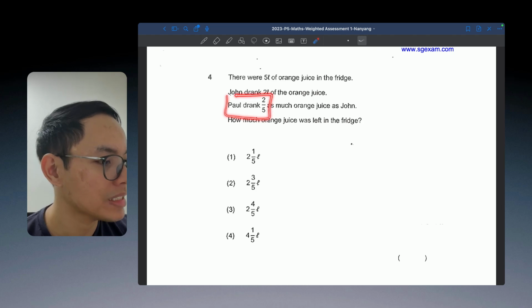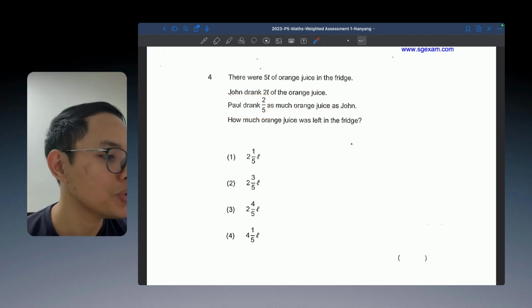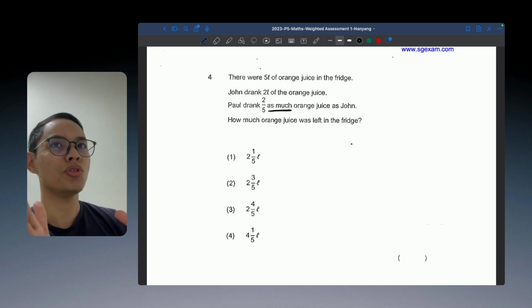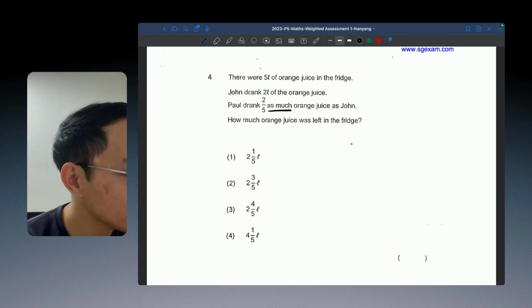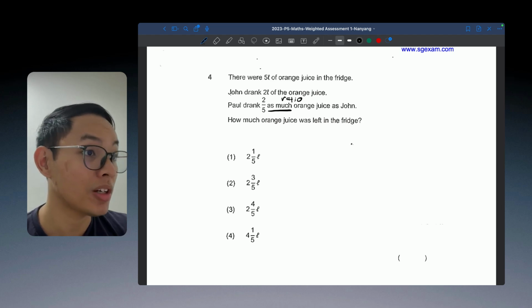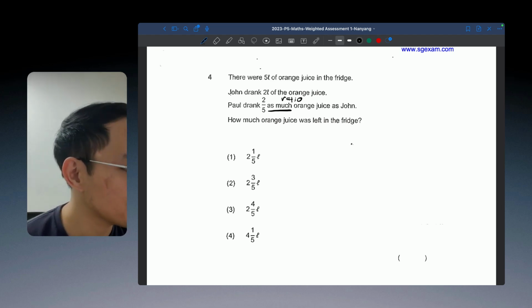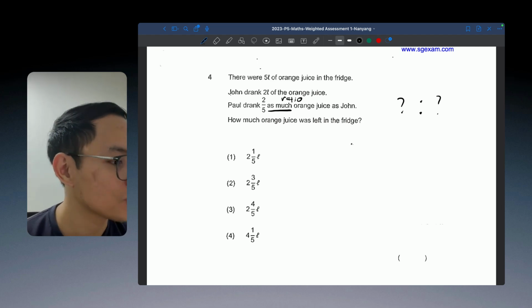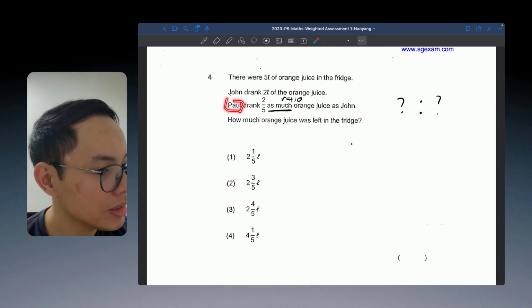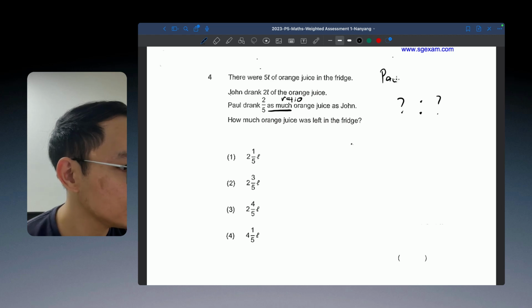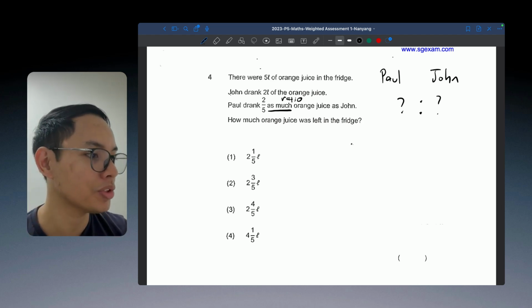But I think this is where it gets a bit tricky. Paul drank 2/5 as much orange juice as John. You see this phrase, as much, right? In a way, you should have a sense that this is a ratio. So 2/5 as much orange juice as John. You know ratio, right? A ratio is a number colon number. Now we have Paul and we have John. So let's write this down. We can put Paul here, and John over here. Now you have a sense of how this ratio looks.